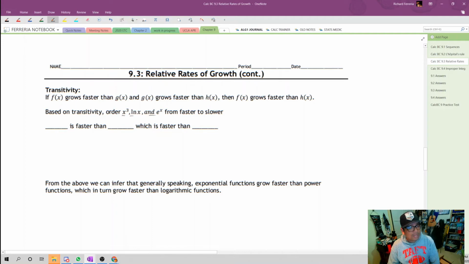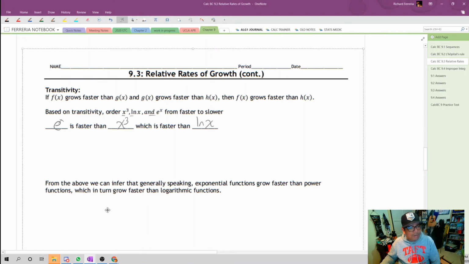So that means that if e to the x is faster than x cubed, and x cubed is faster than natural log of x, e to the x is also faster than natural log of x, which means e to the x is the fastest of the 3. E to the x was proved to be faster than x cubed, and x cubed was proved to be faster than natural log of x.